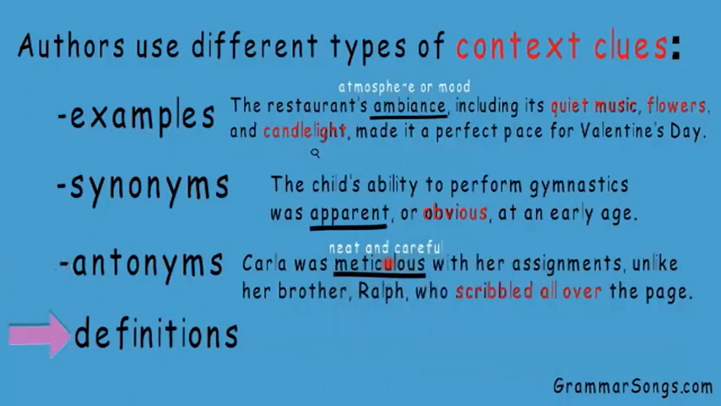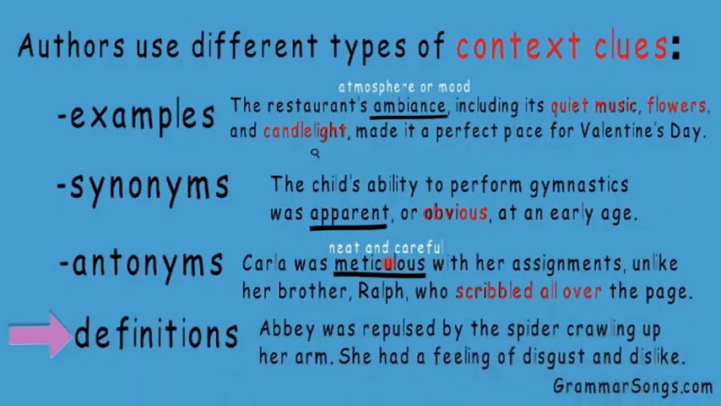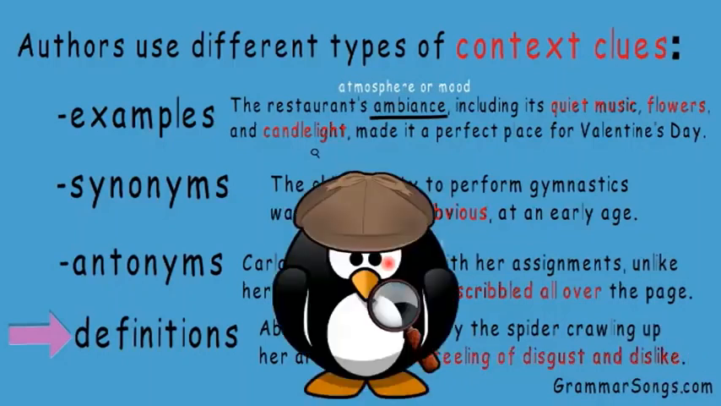Sometimes authors actually provide definitions within the text if using a less common word. Abby was repulsed by the spider crawling up her arm. She had a feeling of disgust and dislike. If you are unfamiliar with the word repulsed, the author clearly defines it as a feeling of disgust and dislike.